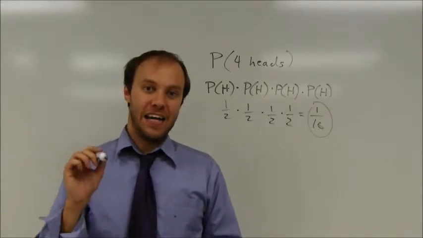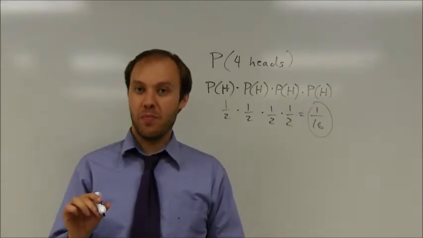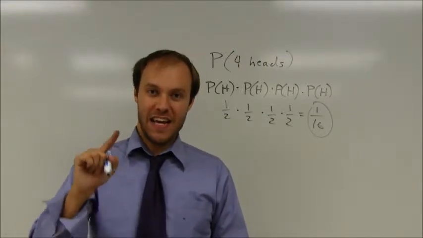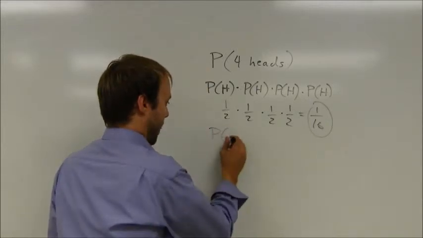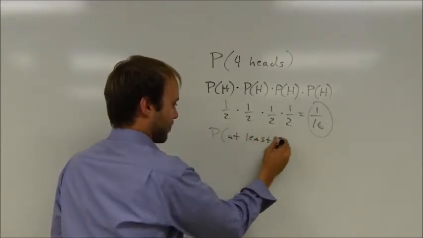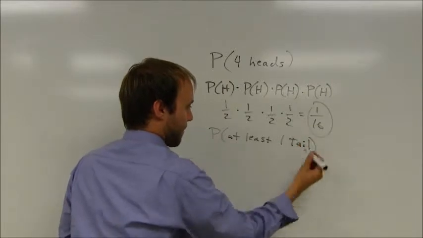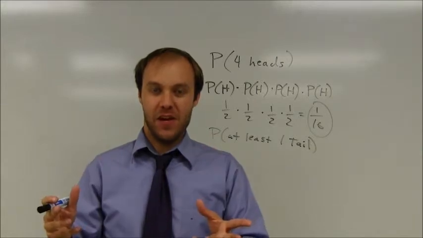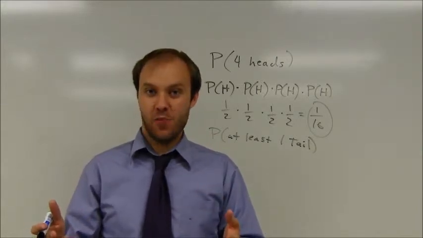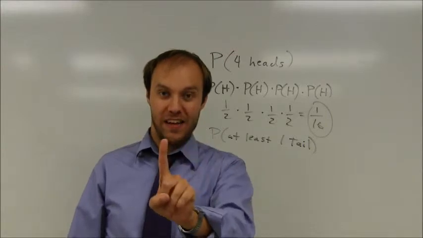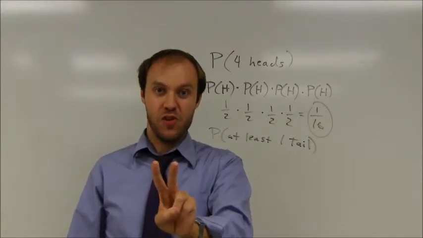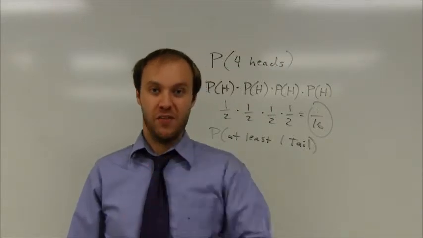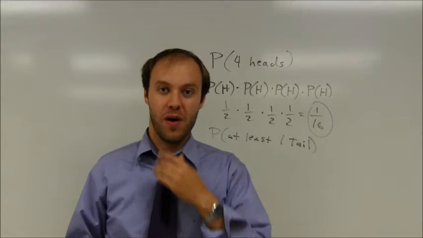Now, I can use that to find the probability of getting at least 1 tail. Okay? I don't want to find the probability by breaking this up into pieces, because if I find the probability of getting at least 1 tail, that could be getting 1 tail and 3 heads. It could be getting 2 tails and 2 heads, 3 tails and 1 head, or 4 tails. I'd have to add all of those up, and I don't want to do 4 probability problems.